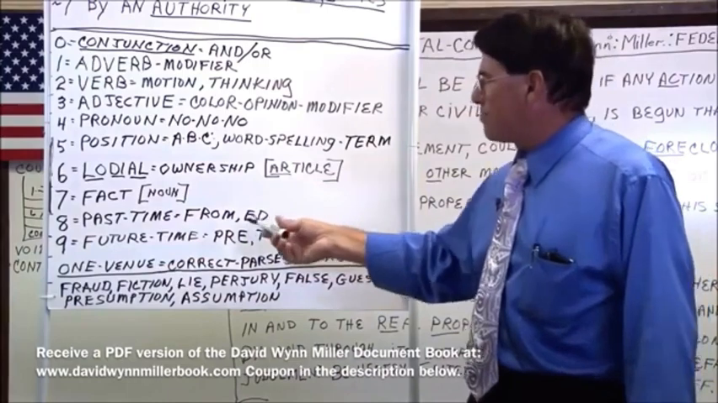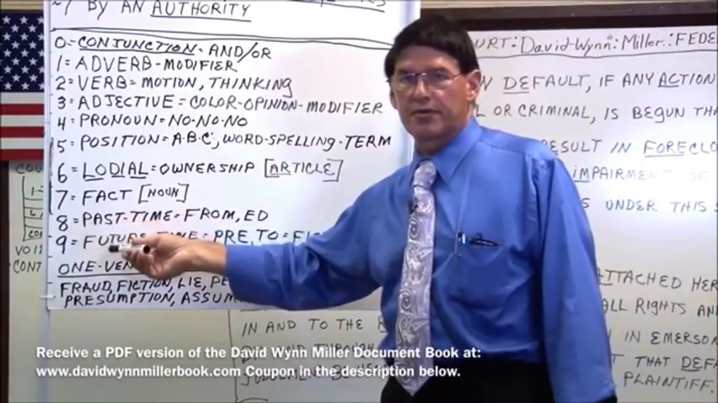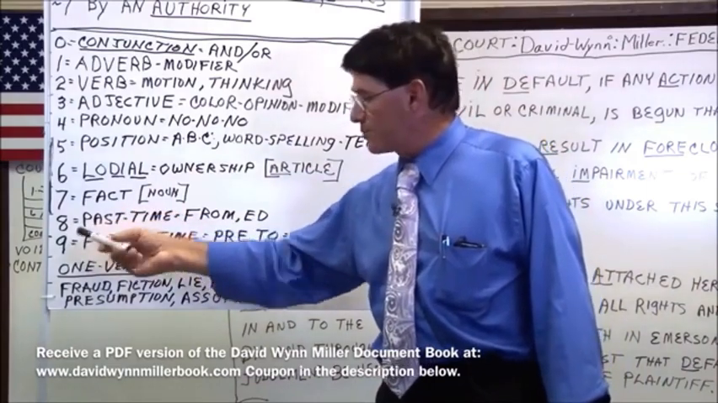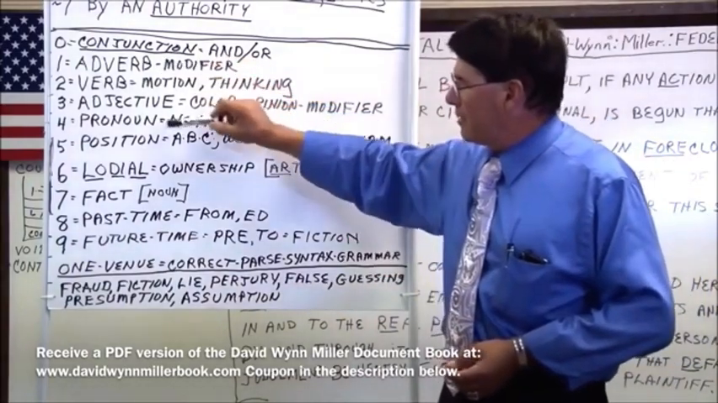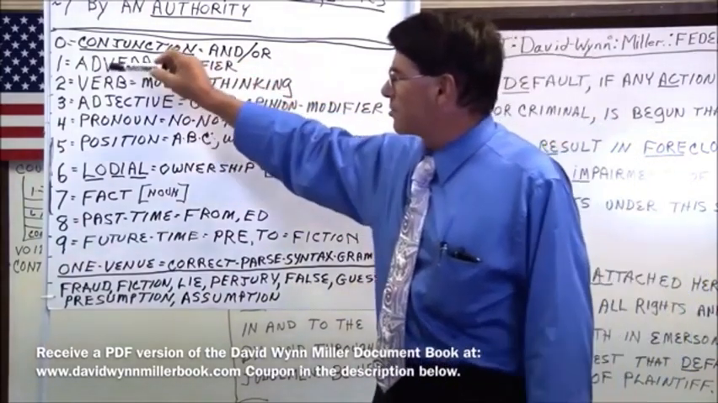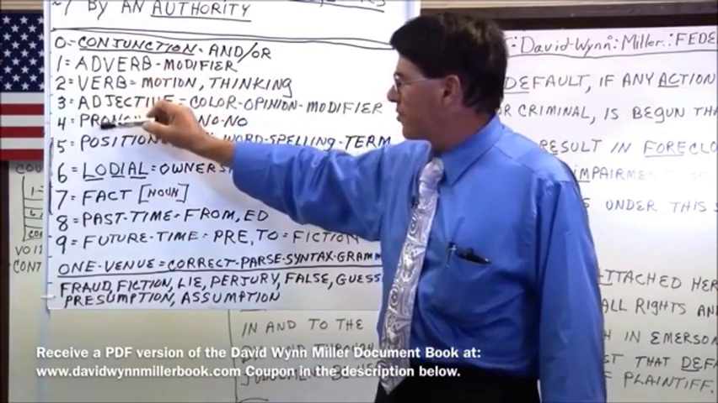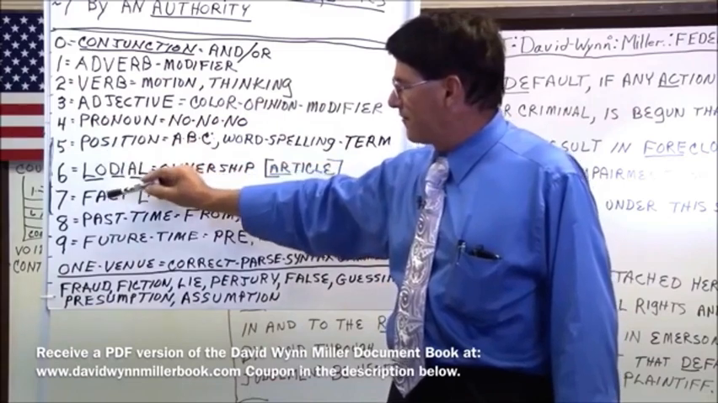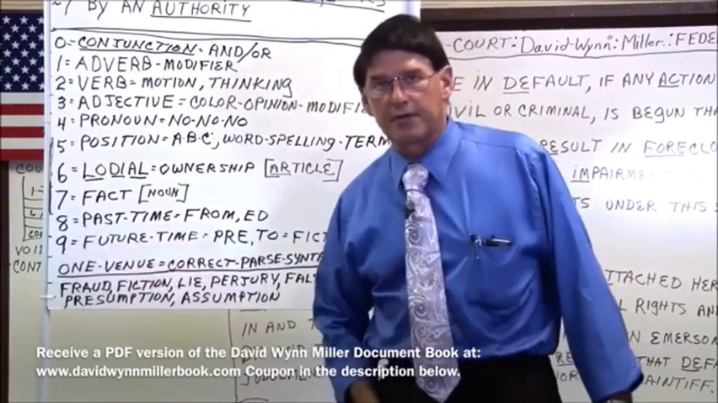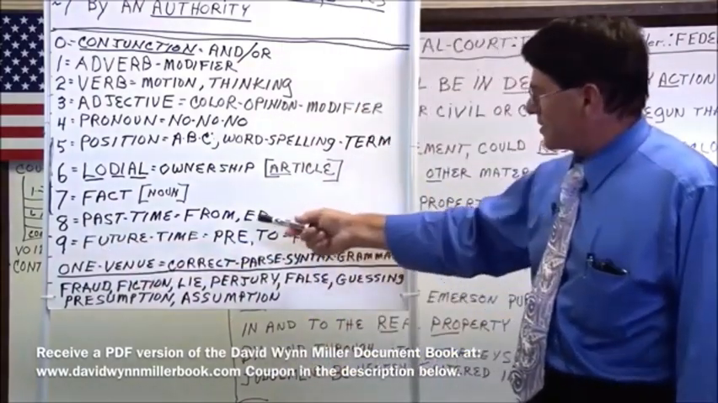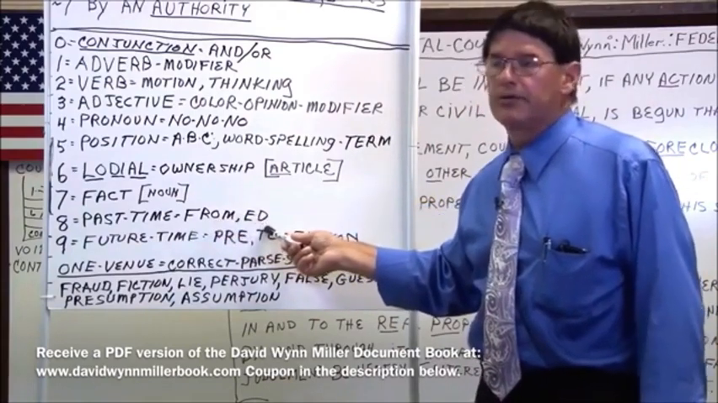The next factor was the past time and the future time. The past always comes before the future, and 8 always comes in front of 9. So it was a natural phenomena of the way that the numbers fall in, because an adverb comes before a verb, an adverb comes in front of an adjective, the adjective comes before the pronoun, the position, the lodial, and the fact are always kept together as a 5, 6, 7, and the past always comes in front of the future. Now the past can be a word used as from, or any word ending in ed would represent a past.